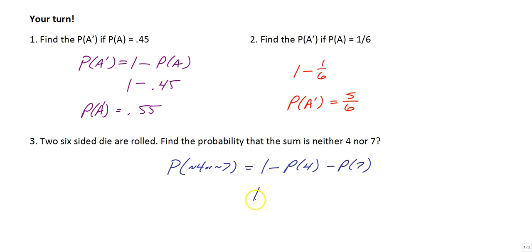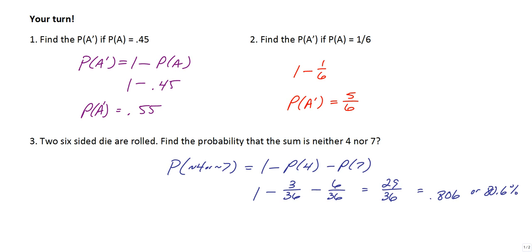So for this one, you can have 1 minus the probability of a 4, which would be 3 out of 36, and the probability of a 7 would be 6 out of 36. After you subtract those, you have 29/36, which is also known as 0.806 or 80.6%. Okay, so there's an 80.6% chance that you will roll something that's not a 4 or a 7.